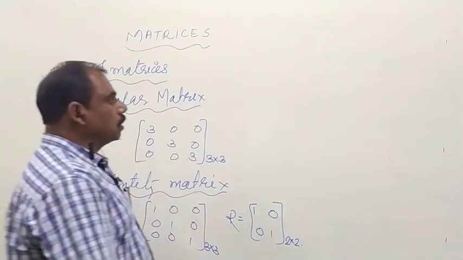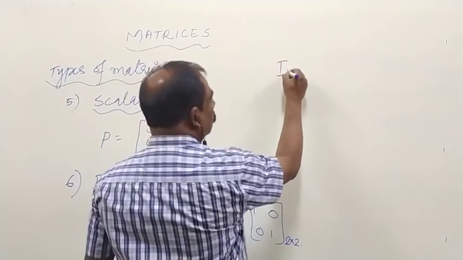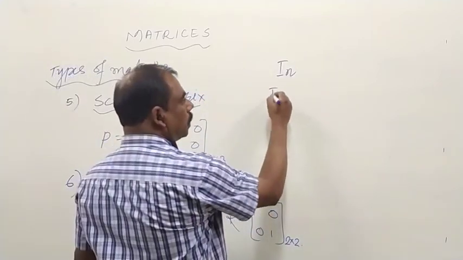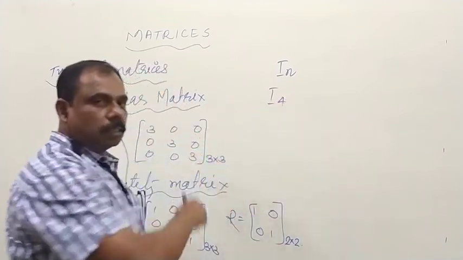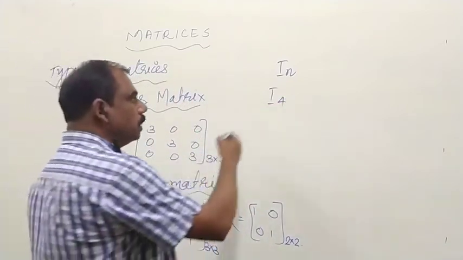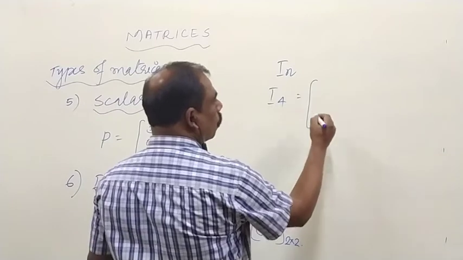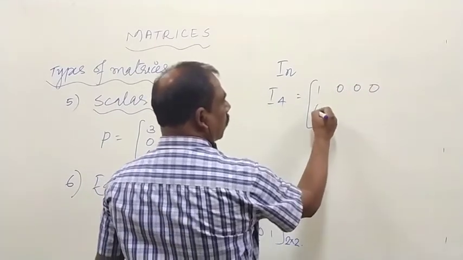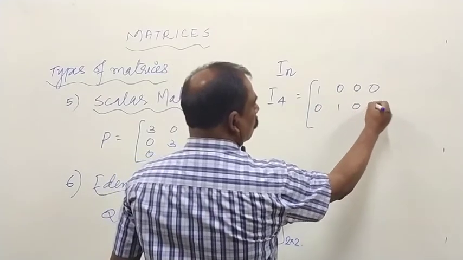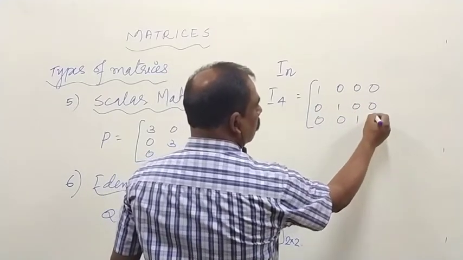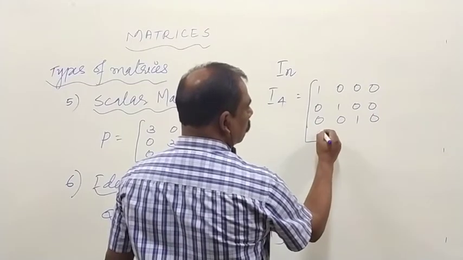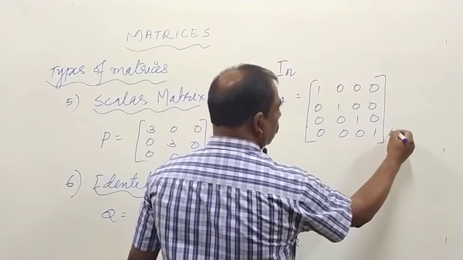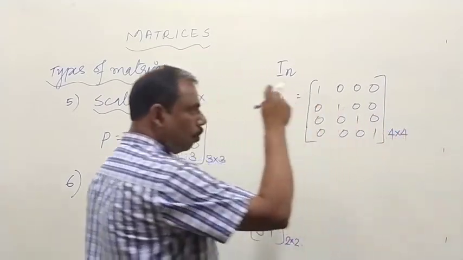An identity matrix of order n is usually denoted by In, so an identity matrix of order 4 is denoted by I4. With this example, you can write I4. What will be your I4? That will be 1, 0, 0, 0 and 0, 1, 0, 0, 0, 0, 1, 0 and the last row 0, 0, 0, 1. So, this is the identity matrix of order 4.